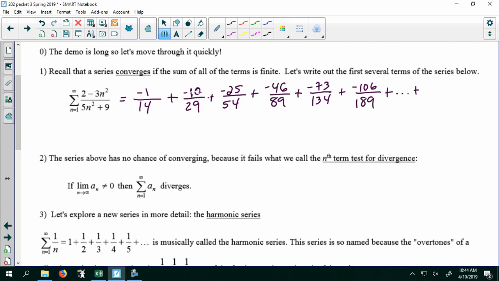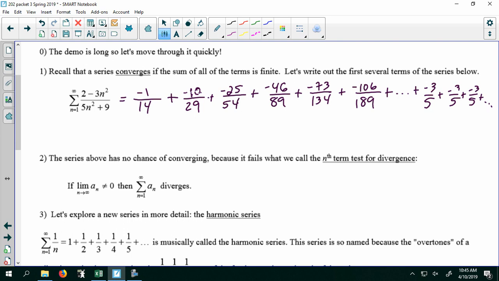What are these terms approaching? Think of these terms as a sequence. Take the limit as n goes to infinity. What are these approaching? -3/5. Yeah, this is a rational function. The degree of the numerator and the denominator are the same, so the terms are approaching the ratio of the leading coefficients, -3/5. So after a long, long time, you're basically going to be adding -3/5 plus -3/5 plus -3/5, really, really close to -3/5.